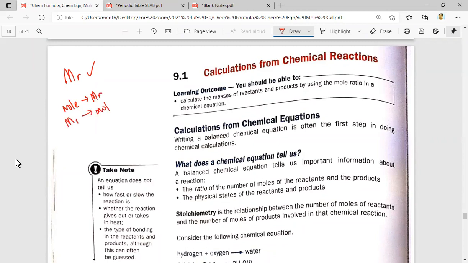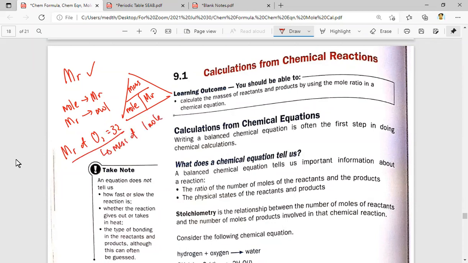How do I know this? Actually, I semi-told you that, a little bit, using this triangle here. How did I go about explaining this? I said when you find that the MR of O2 is 32, what this actually means is that the mass of 1 mole of O2 is 32. I tried to explain it this way, but even if you don't understand, never mind. If you can find MR and know how to use this triangle to calculate, that's already enough.